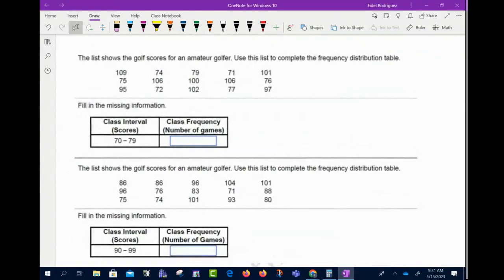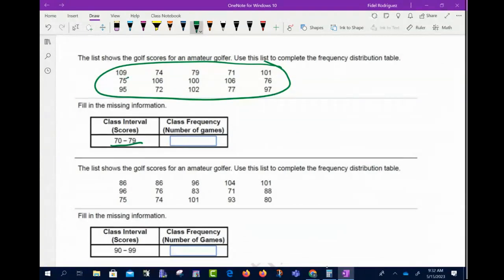So, y'all, this is part of the material dealing with frequency tables. Sometimes you have a set of data, like a bunch of numbers. All they're asking me to do here is, look, the list shows the golf scores for an amateur golfer. Use this list to complete the frequency distribution table. Let's look at those numbers. Can you tell me how many numbers are in the 70s?